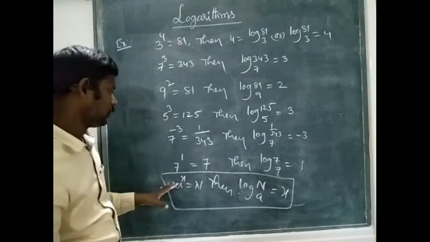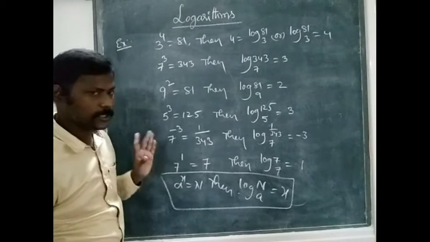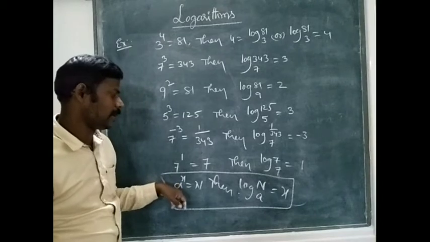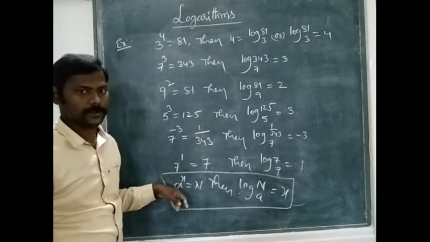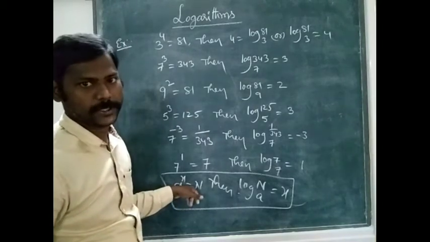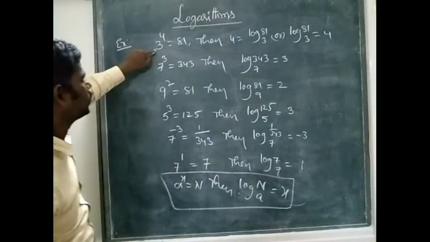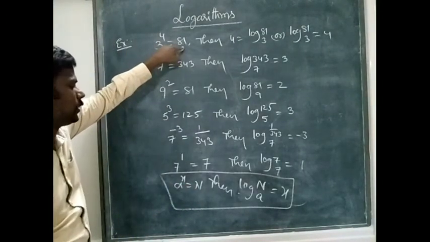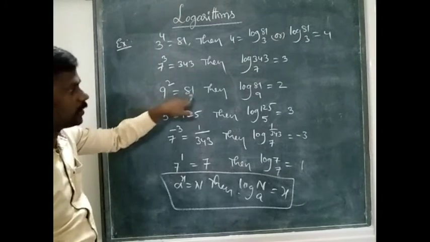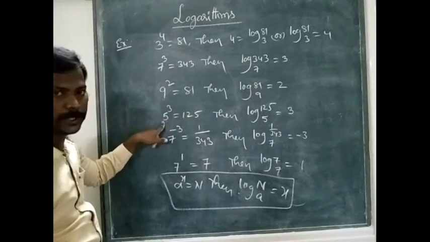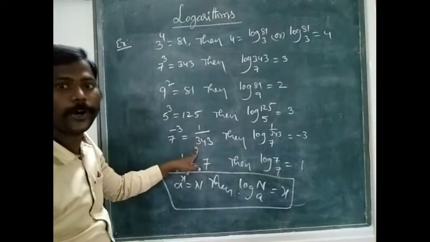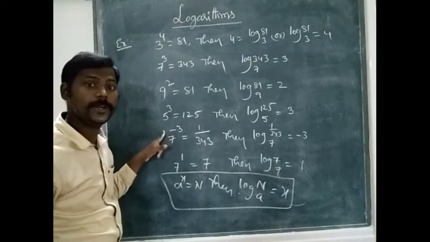And here, the condition is also important for the base of the log. What you are observing, the a value is always not equal to 1. You can consider it greater than 1. So see here, 3 is a positive number, 81 is a positive number, 7 is positive, 343 positive, 9 is positive, 81 is positive, 5 is positive, 125 positive, 7 is a positive real number, 1 by 343 is a positive real number, but the power may be negative.